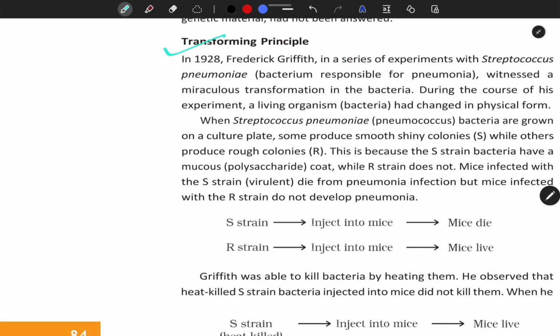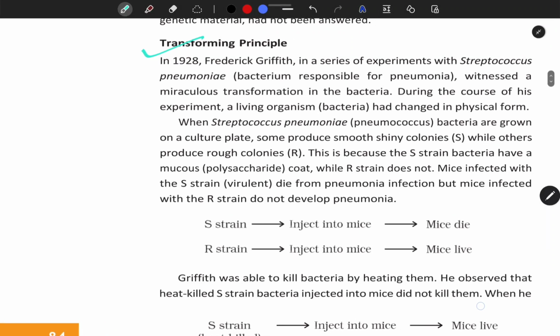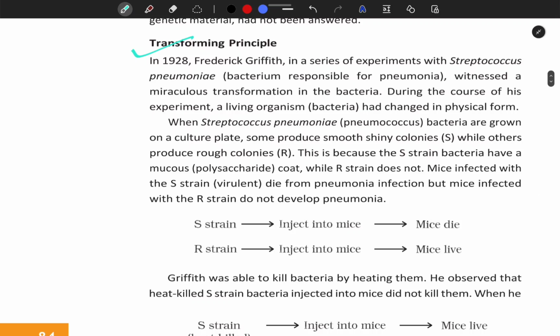Transforming principle. In 1928, Frederick Griffith, in a series of experiments with Streptococcus pneumoniae, the bacterium responsible for pneumonia, witnessed a miraculous transformation in the bacteria. During the course of his experiment, a living organism, that is bacteria, had changed in physical form.